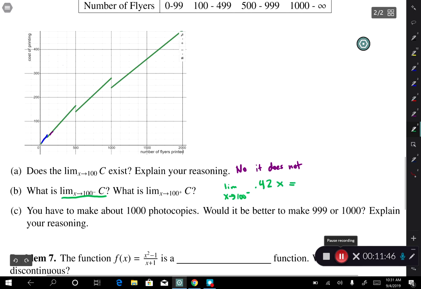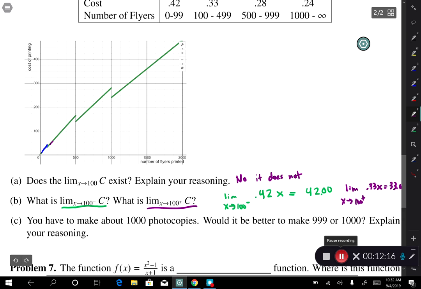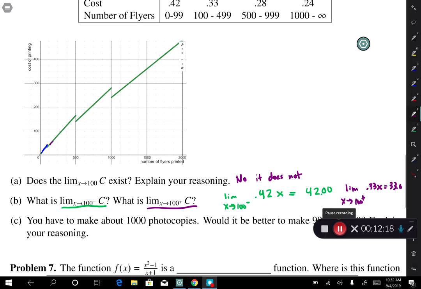Okay, so if I were just to plug in 100, that'd be 0.42 times 100, so that's $42. And then the limit as x approaches 100 from the right would be the limit as x approaches 100 from the right of 0.33x, so that's $33. Okay, so you can see that these limits are different.